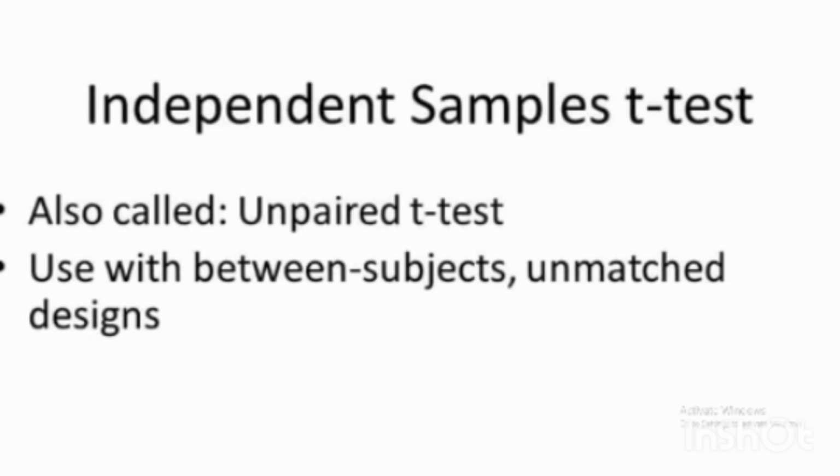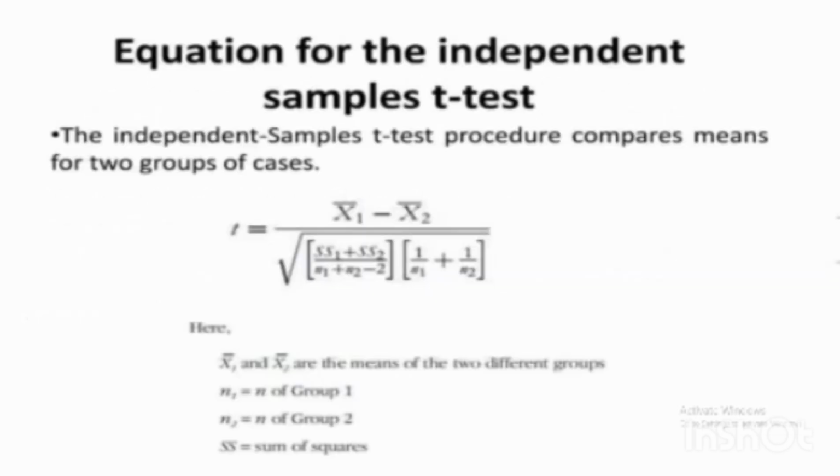The second type is the independent sample t-test. It is also called the unpaired t-test. It is used with between subjects unmatched designs. Equation for the independent sample t-test: the independent sample t-test is a procedure to compare means for two different cases, samples or populations.